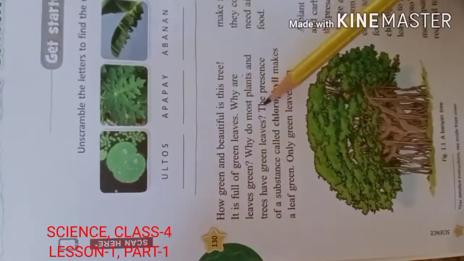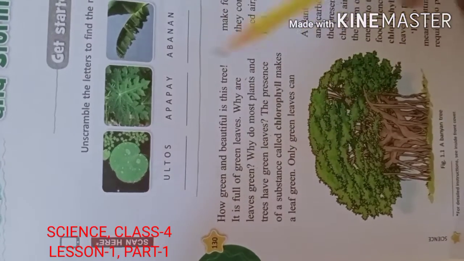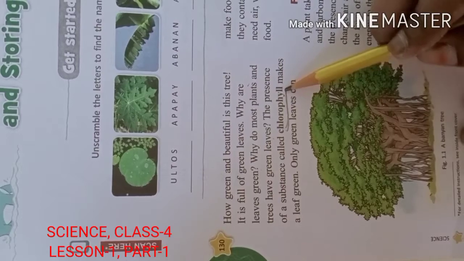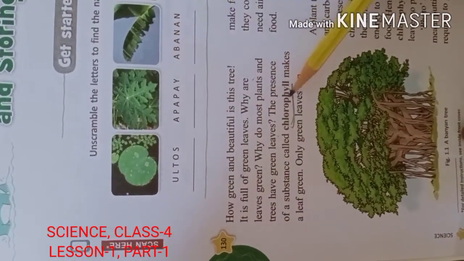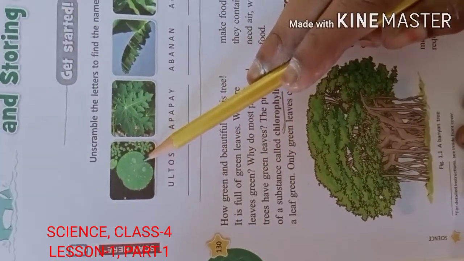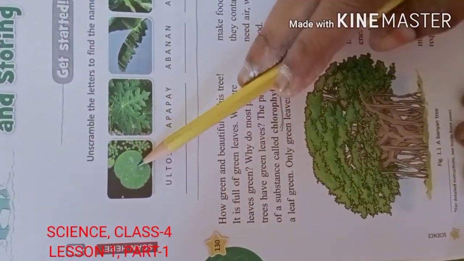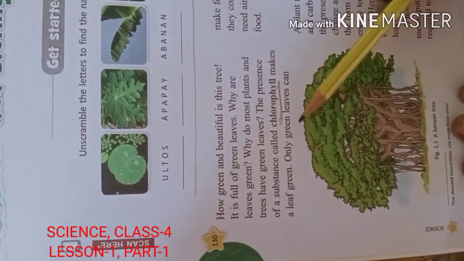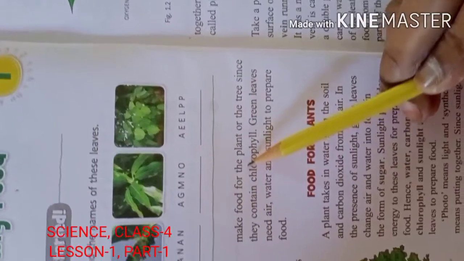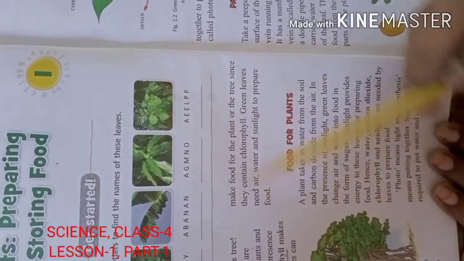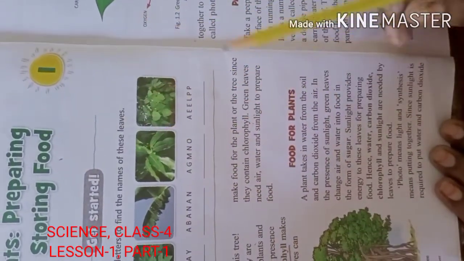It is because of the presence of a substance called chlorophyll. That means the substance present in the leaves, chlorophyll, makes a leaf green. So the plants have green leaves on the basis of chlorophyll. Only green leaves can make food for the plant or the tree since they contain chlorophyll. So only in the presence of chlorophyll can the plants prepare their food.